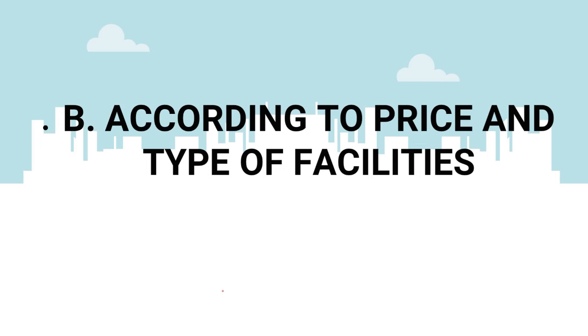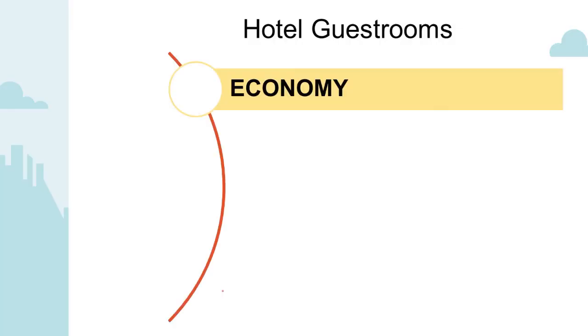Next one is according to price and types of facilities. So, yun tinitingnan din natin. So, example is the economy room. So, pag sinabi natin economy room, it is designed for economical rate. Usually, dito sa economy room, standard lang yung ating mga facilities. May aircon, may television, and simple amenities. And most likely, pag economy room, medyo budget friendly rather, and it is affordable.